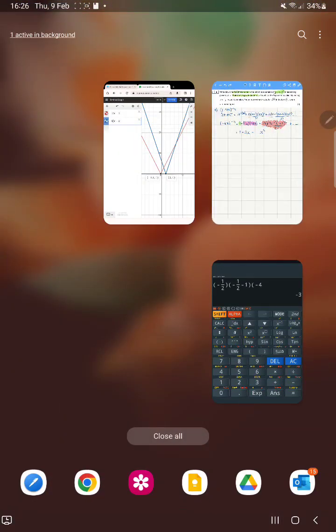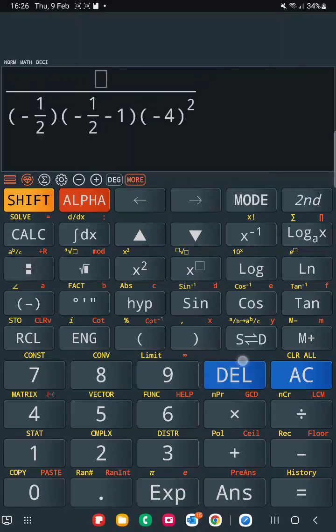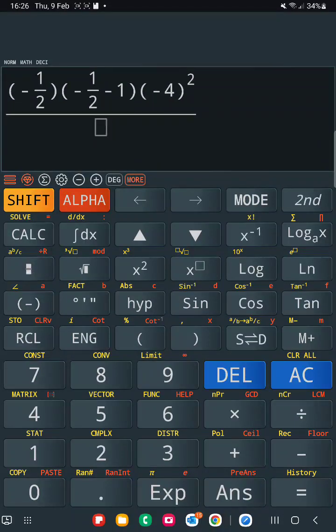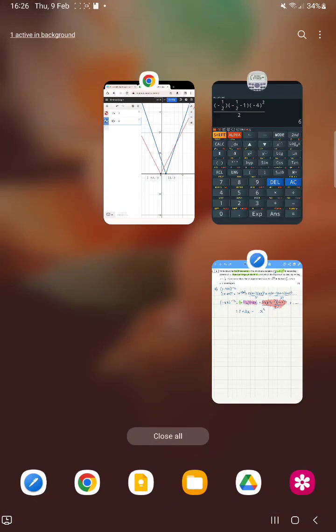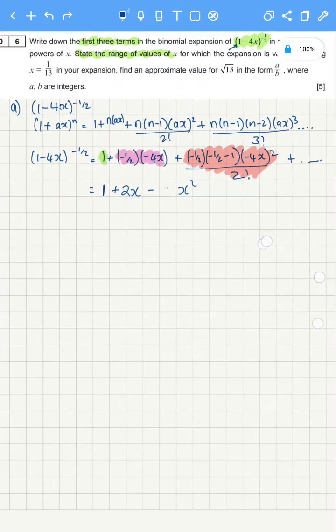So it's going to be minus 4 squared. And all of this, can I put that out there? Yep, it's going to be over 2 factorial. Let me just double check. Yep, push equals, it's 6. So the answer is 6x squared. Look at that, nice. Now the range of validity comes from this guy. And you would say mod 4x is less than 1. And you divide by 4 to make that right. Like that, okay? That is part 1.